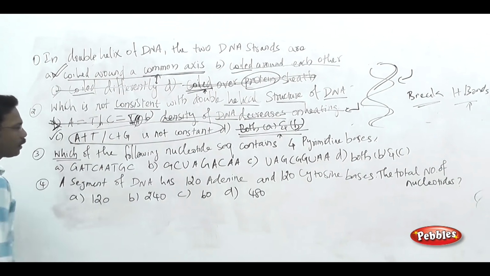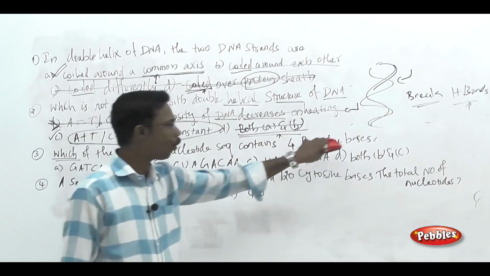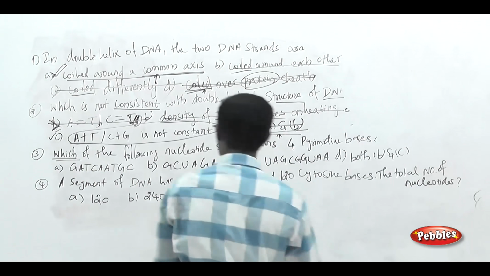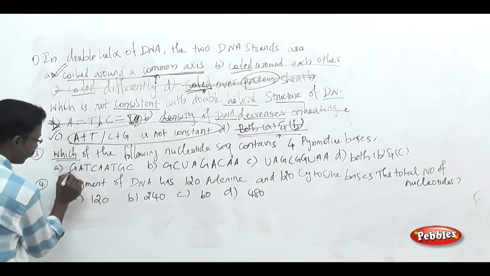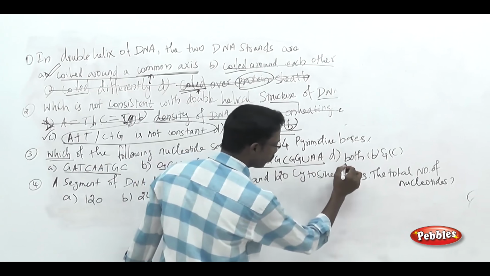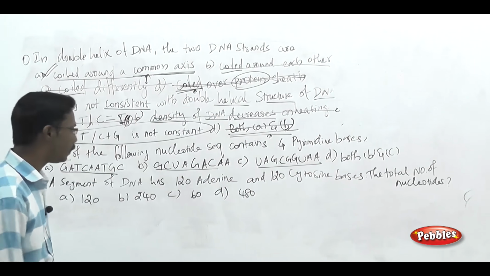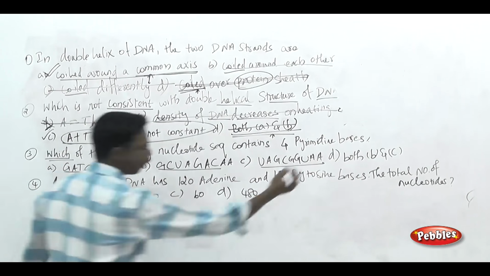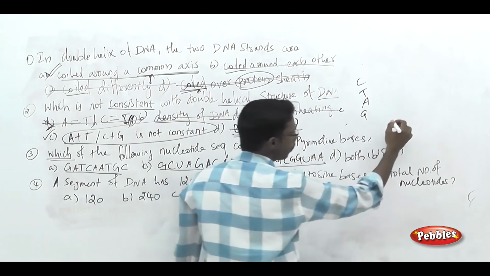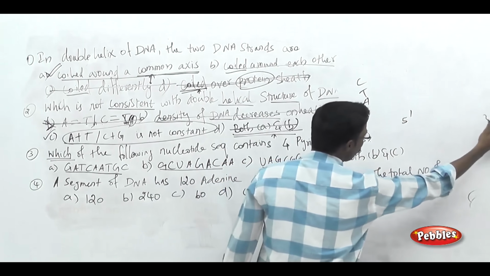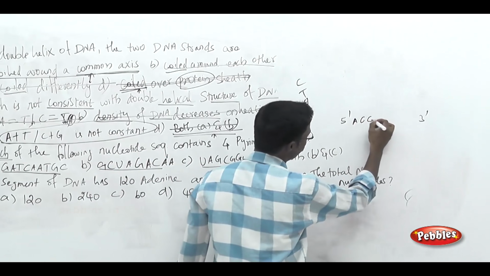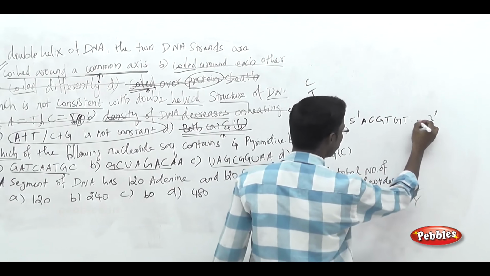Which of the following nucleotide sequences contains 4 pyrimidine bases? Okay. So this is a very straightforward question. Over here you have a DNA sequence like this. I told you we can write the DNA sequence by means of their alphabets. There are 4 bases: adenine, guanine, thymine and cytosine. Suppose you want to write a DNA as a sequence, you have to start from the 5' end to the 3' end. Then you can write the sequence like this.